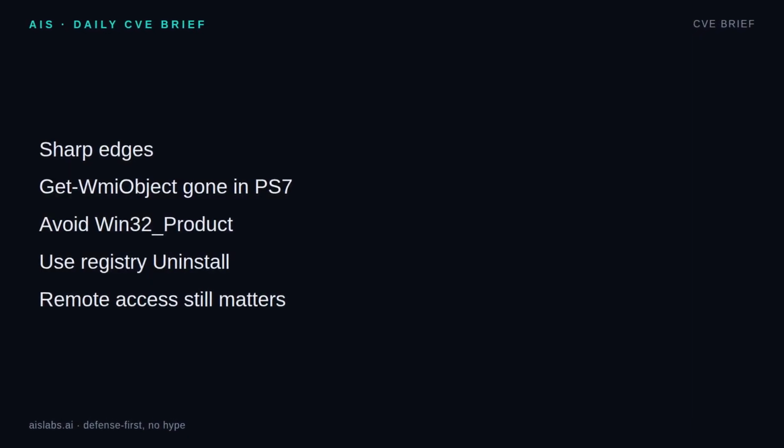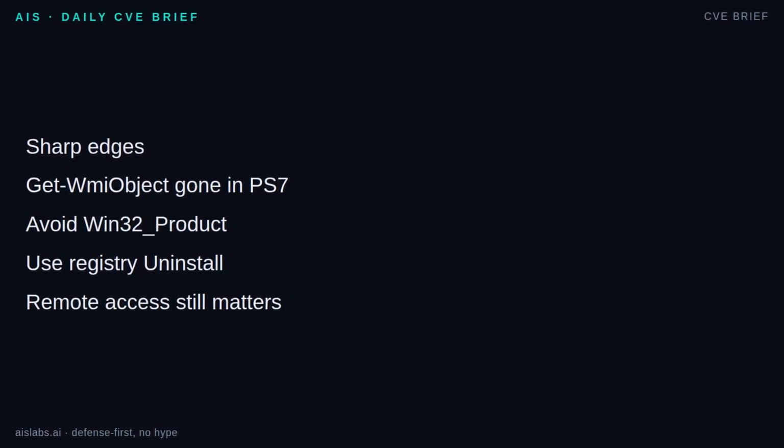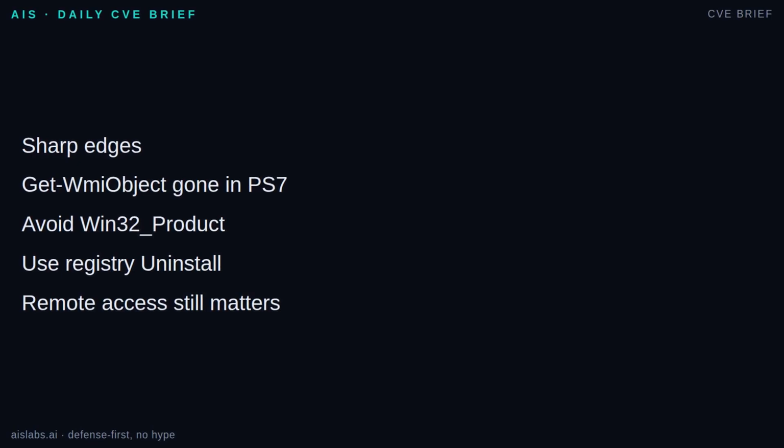The first gotcha. Get-WmiObject exists in Windows PowerShell 5.1, but it is gone in PowerShell 7. Use Get-CimInstance unless you are maintaining an old script and have no choice.